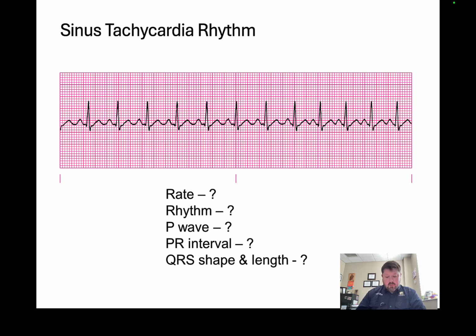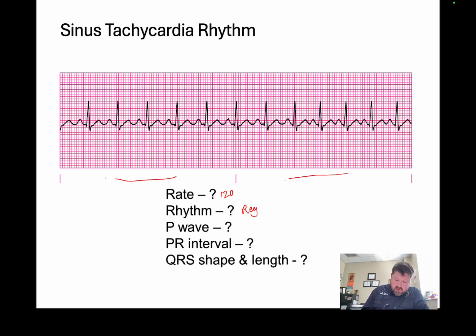So let's take a look at one. So if you notice on this sinus tachycardia rhythm, it is a 6-second strip. I've got a 3-second and a 3-second, which gives me a total of 6 seconds. So what's my rate? Let's count it. 6, 7, 8, 9, 10, 11, 12 is 120. Is it regular? Yes, it is regular.